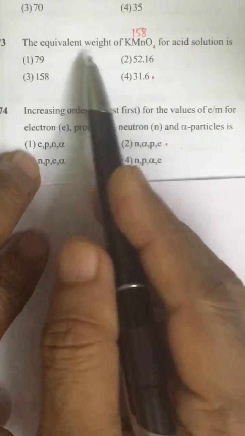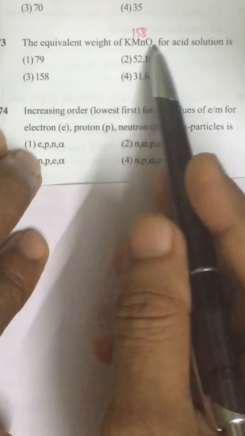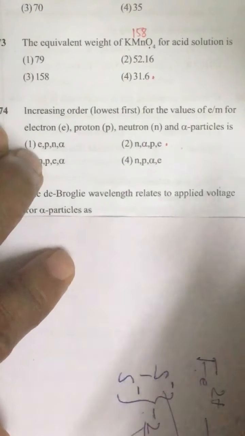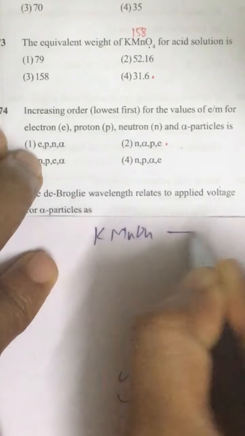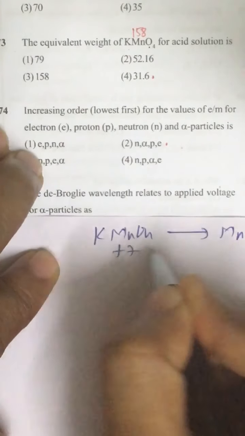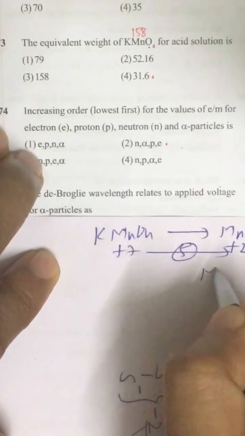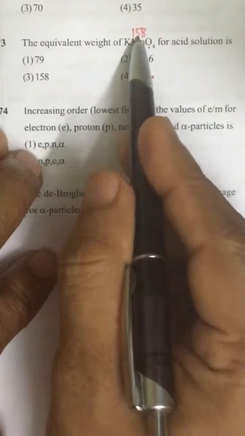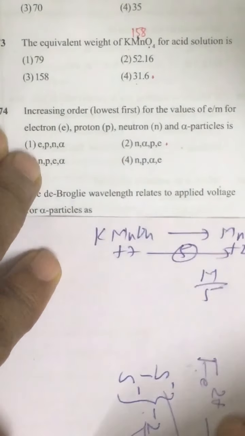74, it is 73, I'm sorry. The equivalent mass of KMnO4 in acidic solution. So you must remember that in acidic solution, this KMnO4 is reduced to Mn2+. So the change in oxidation state is +7 to +2, that is 5. So it is M by 5. So molar mass is 158, 158 by 5 equal to 31.6.